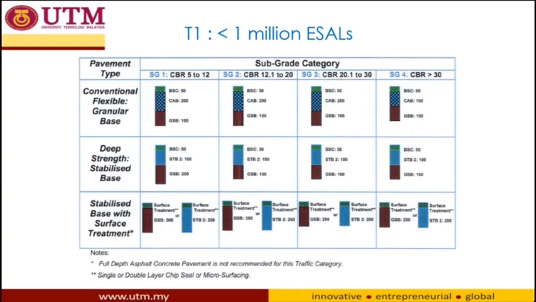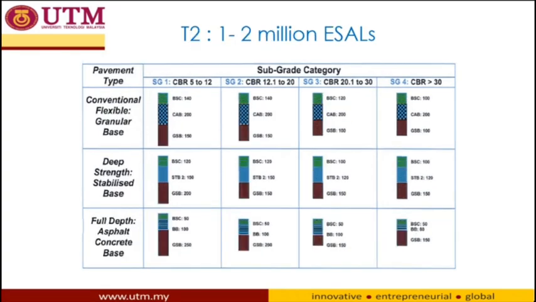Okay, next we have the table for T2, with traffic ESAL between 1 to 2 million. So based on the table, the pavement types proposed for this traffic category are the conventional flexible, deep strength, and full depth asphalt with asphalt base. As you can see, in the table, the pavement thickness is given in millimeters.